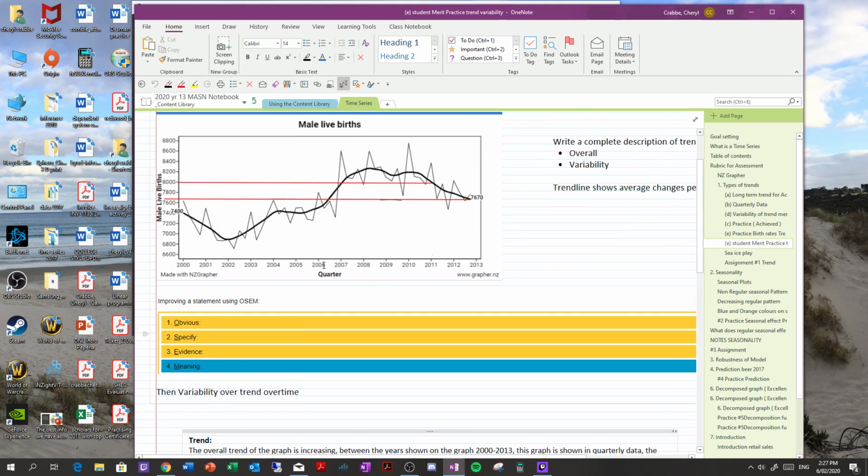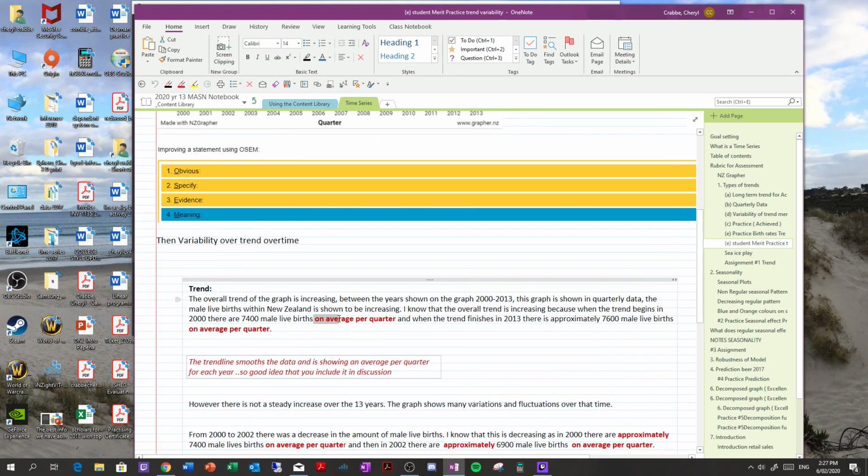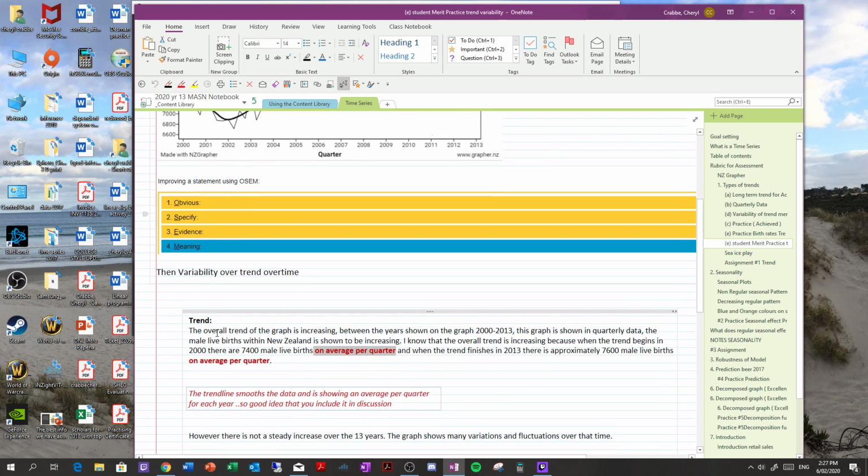Now we have to talk about the evidence for why we're saying that it's increasing, and we have to talk about the beginning point. And what we haven't really discussed is this little thing in red here, on average per quarter. The trend line smooths out the data so that we don't get these peaks and troughs, and it basically smooths out the data by giving an average per quarter. Remember, there's 4 quarters in a year. And so for quarter 1, quarter 2, quarter 3, it's basically taking like an average. So when you talk about how the trend is changing, you want to use on average per quarter.